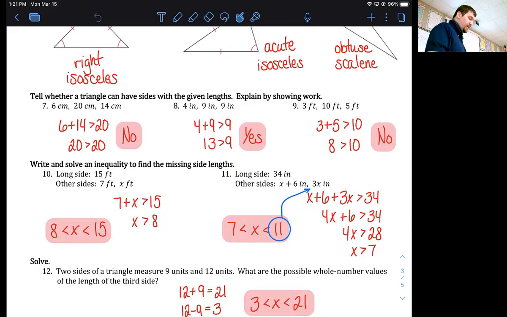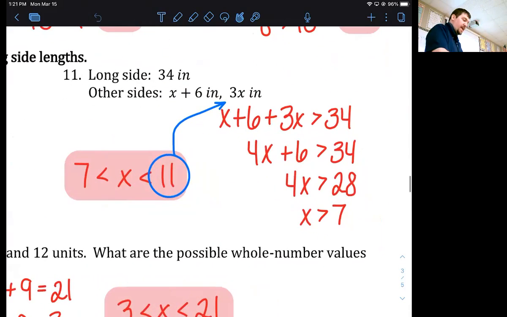Number 11, same deal, but I just took the 2 short sides and made an inequality out of it. Your 2 short sides, x plus 6 and 3x, have to add up to be larger than 34. So x plus 3x is 4x, subtract 6 to get 28, and divide by 4 to get 7. Even though you're only adding 6 to 7 here, every time you increase x, it not only doubles, it triples it. Okay, so x could be 7. X could not be 7. Sorry, x had to be larger than 7. X could be 8, or anything between 7 and 8. It could be 9. It could be 10.